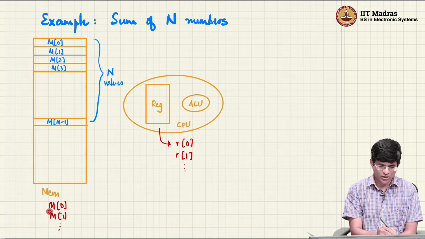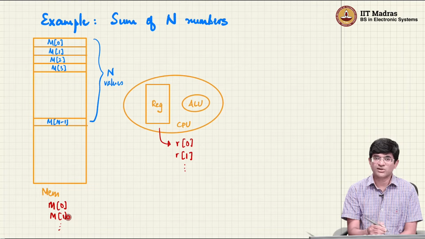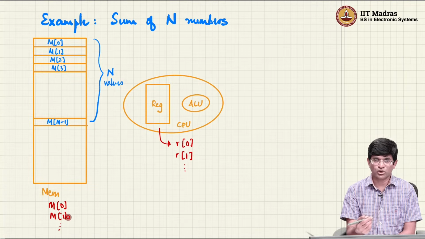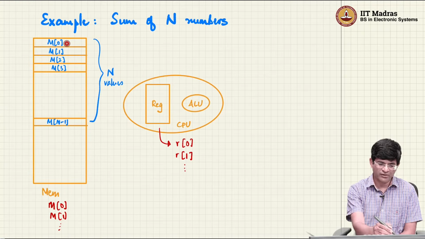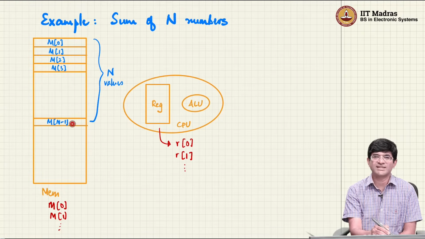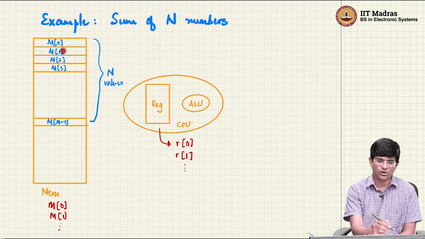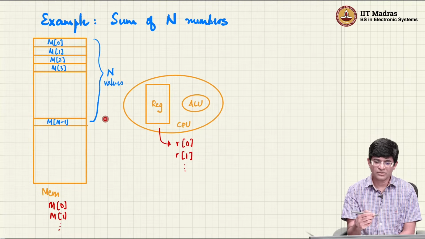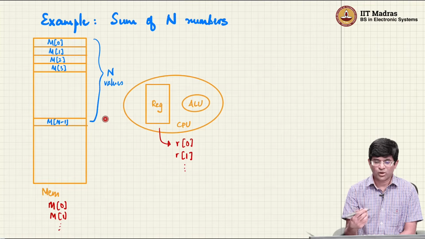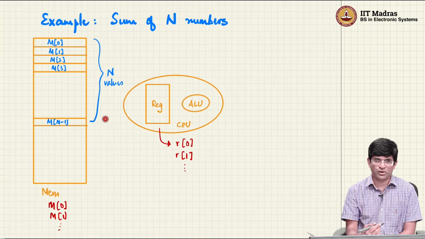Like I said, I'm assuming that m of 0, m of 1 and so on are the values being used in order to store those n values, which means I'll go all the way from m of 0 up to m of n minus 1, right? Because I started from 0, I'll go up to n minus 1. There are n values out here. Each of these memory locations holds a number, right? What I want to do is to add all of them together.